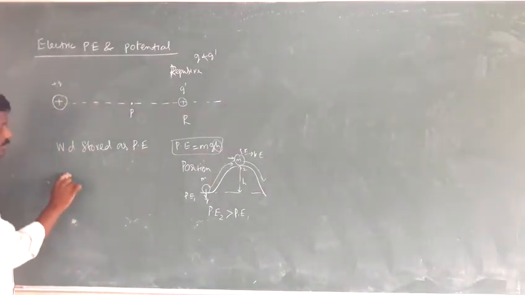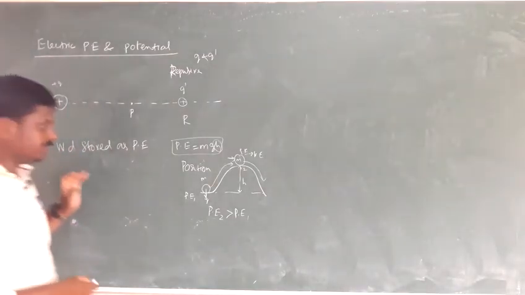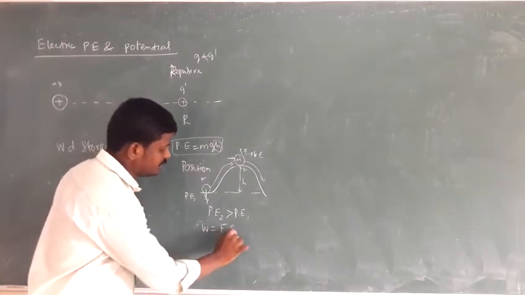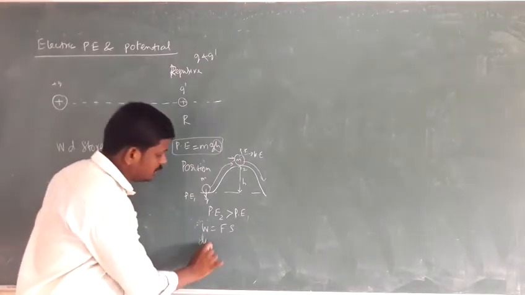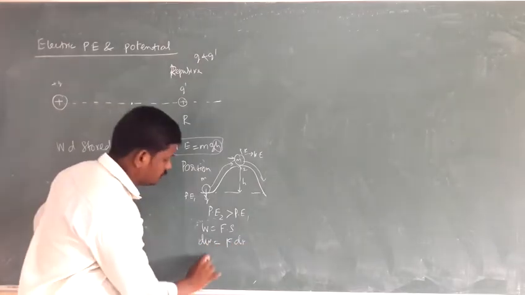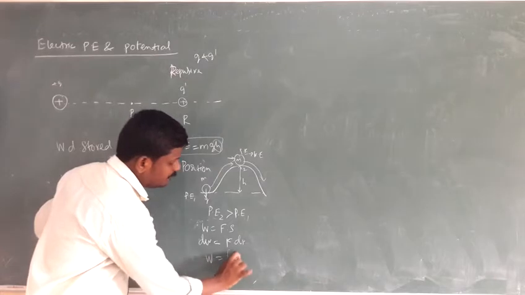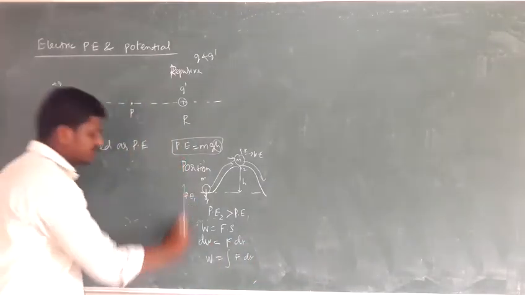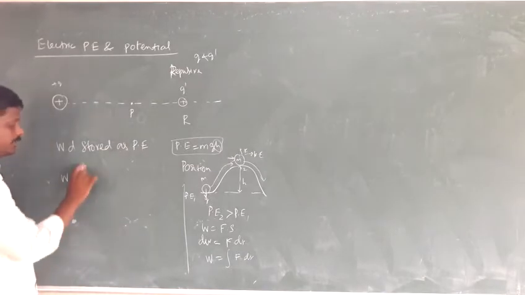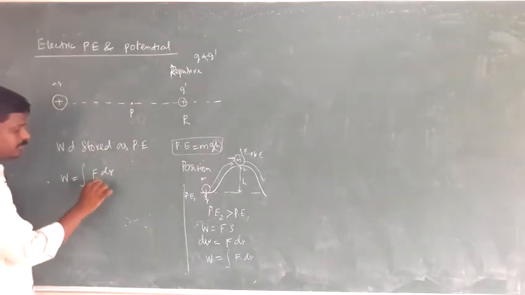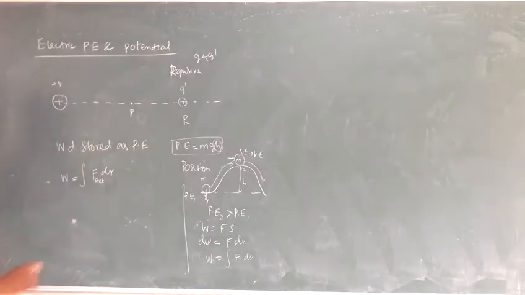So again we need to go for some basics. Work done is equal to force into displacement. Small work done is equal to force into small displacement. So total work done is equal to the integral of F dR. So we are using this formula: work done is equal to the integral of F dR. Here we are using some external force.